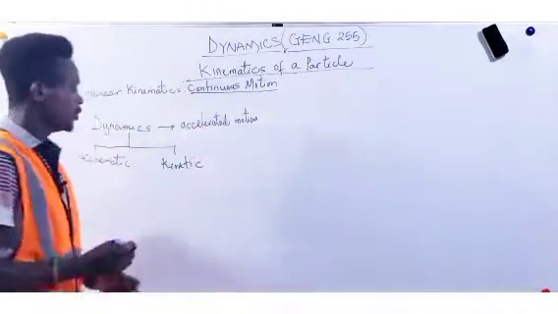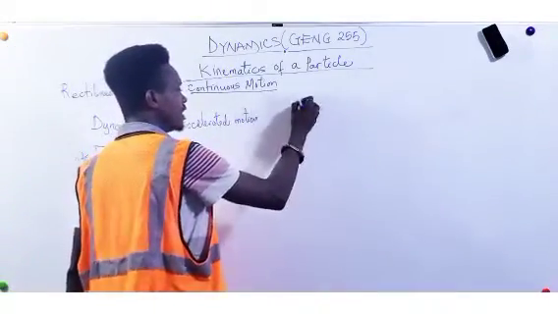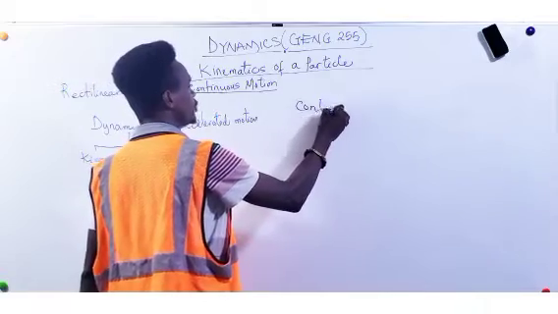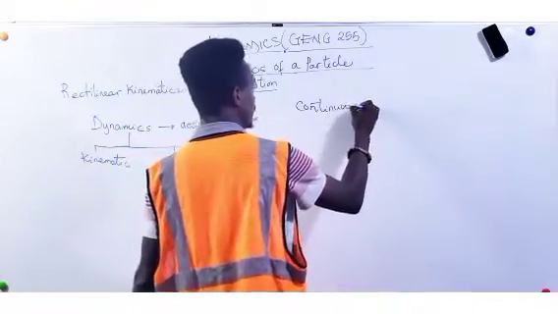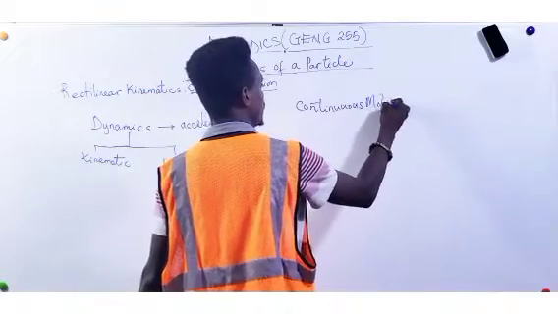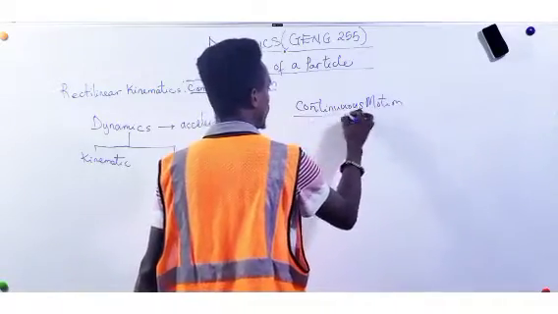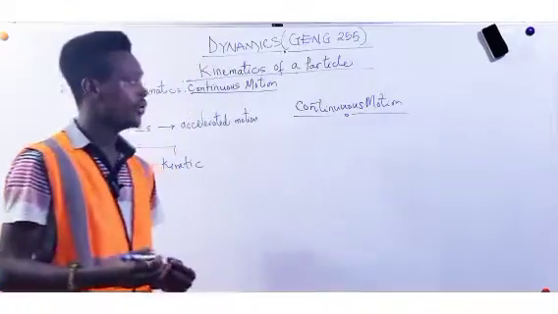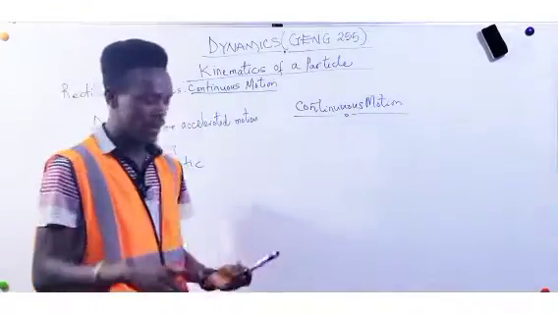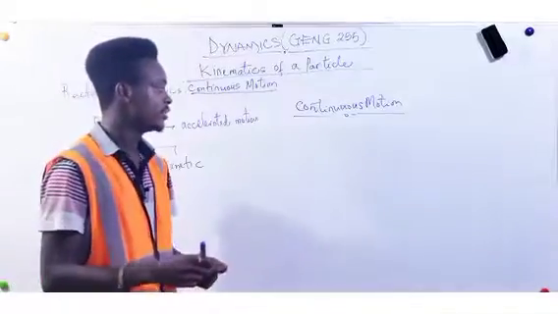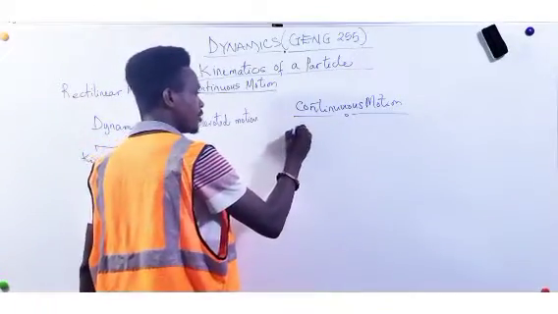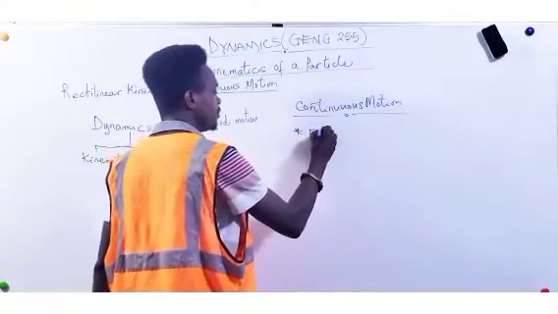Let's look at linear motion, discussing the continuous aspect of motion. Continuous motion can be categorized into acceleration, velocity, and position. Our first continuous motion characteristic is position.